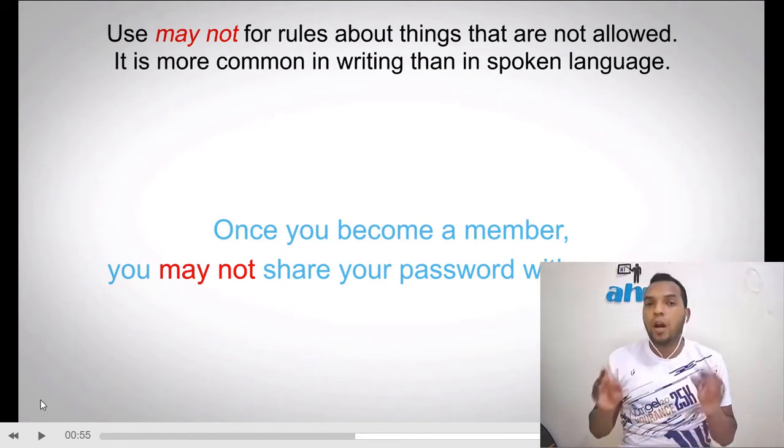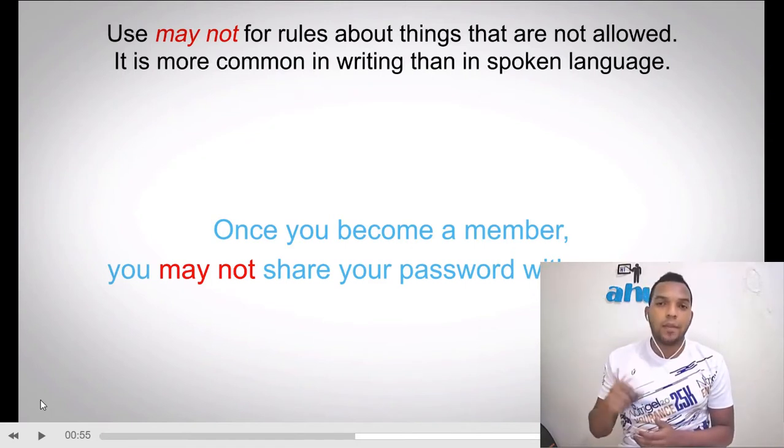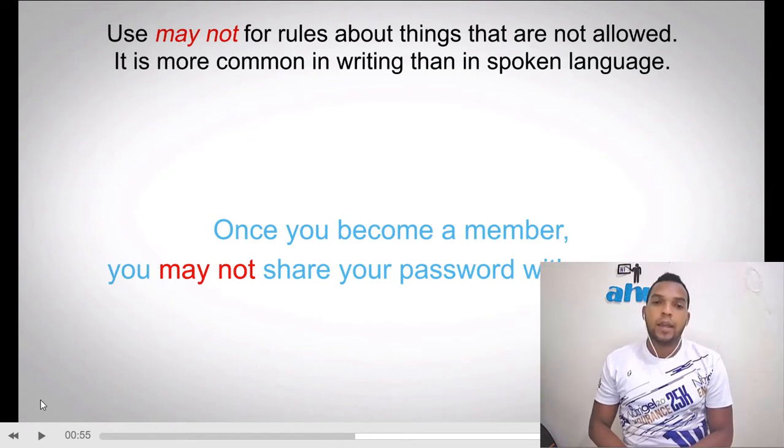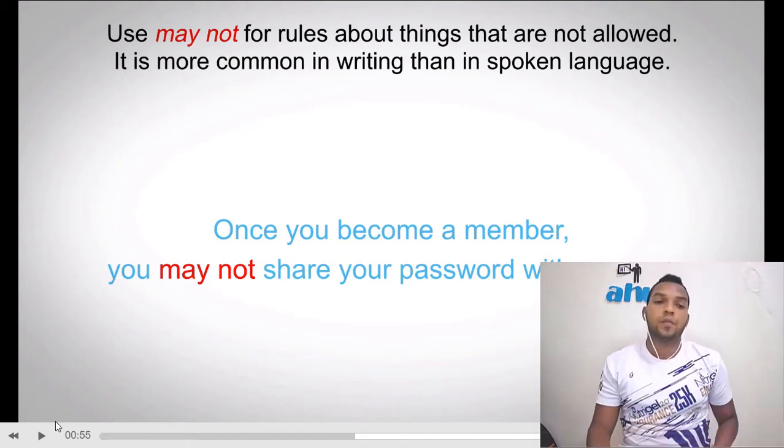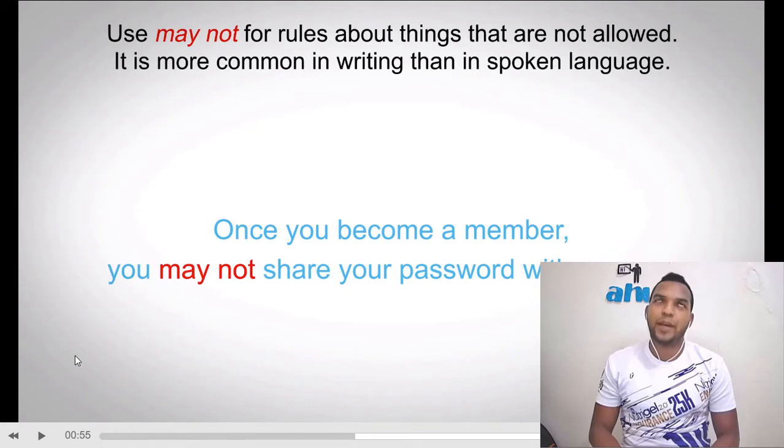So it is more commonly used in writing than when you are speaking, all right, in spoken English. This is a sentence. Once you become a member, you may not share your password with anyone. So that is something that you are not allowed to do. When you are in the classroom, you may not speak in English. So, well, in Spanish, sorry. So you may not speak in Spanish because you are not allowed to speak Spanish.